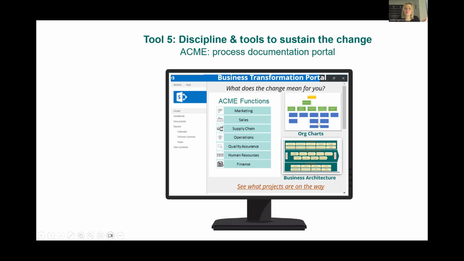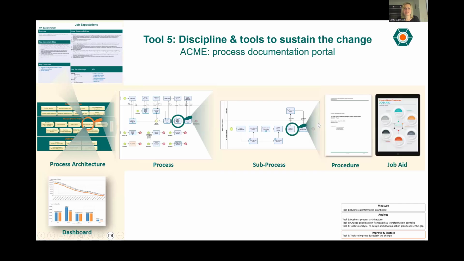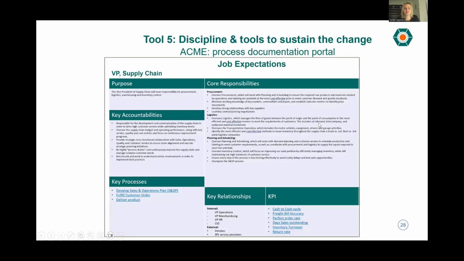Let me show you an example from the org chart. If you're going from every individual, and this is actually an excellent example from this organization, if you want to take a look at job expectations, they would have the core responsibilities, key accountabilities, and the purpose for this role. They would have their KPIs that relate strictly to this job role and the key processes this person should be performing or is involved in. And all of them are hyperlinked.